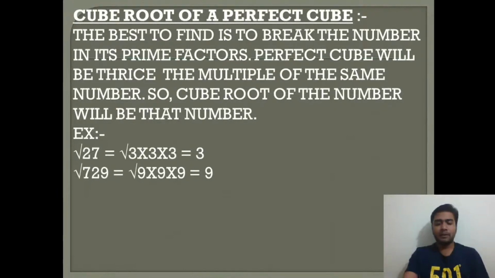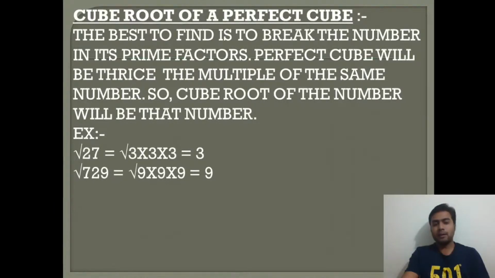For example, I can say that the cube root of 27 is equal to, I can write it as the cube root under 3 multiplied by 3, again multiplied by 3. I can see that 27 is thrice the multiple of 3. That means the cube root of 27 will be equal to 3.